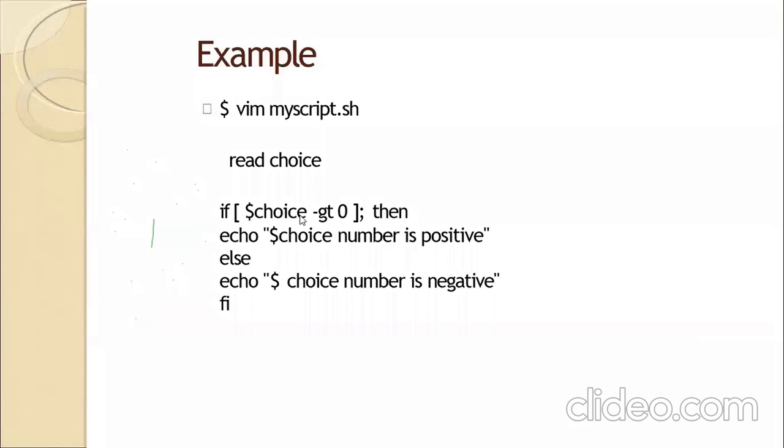So what is your choice? Suppose choice is 5, so it is greater than 0. So what will be the output? 5 number is positive. If you enter minus 5, it is not greater than 0, so minus 5 number is negative.